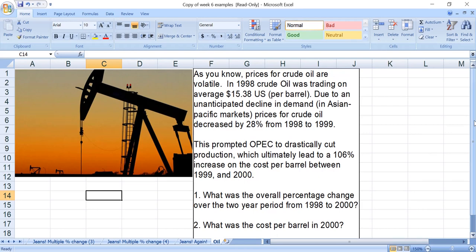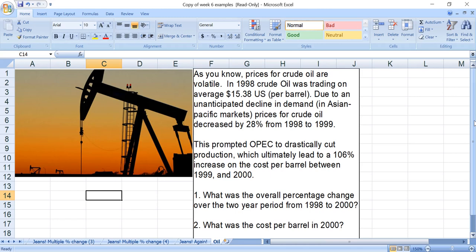So in the 1990s, oil was trading at about $15 a barrel, 1998. And there was a big decline in demand in the Asian Pacific markets. And so the crude oil prices dropped 28%. So they went down 28%.